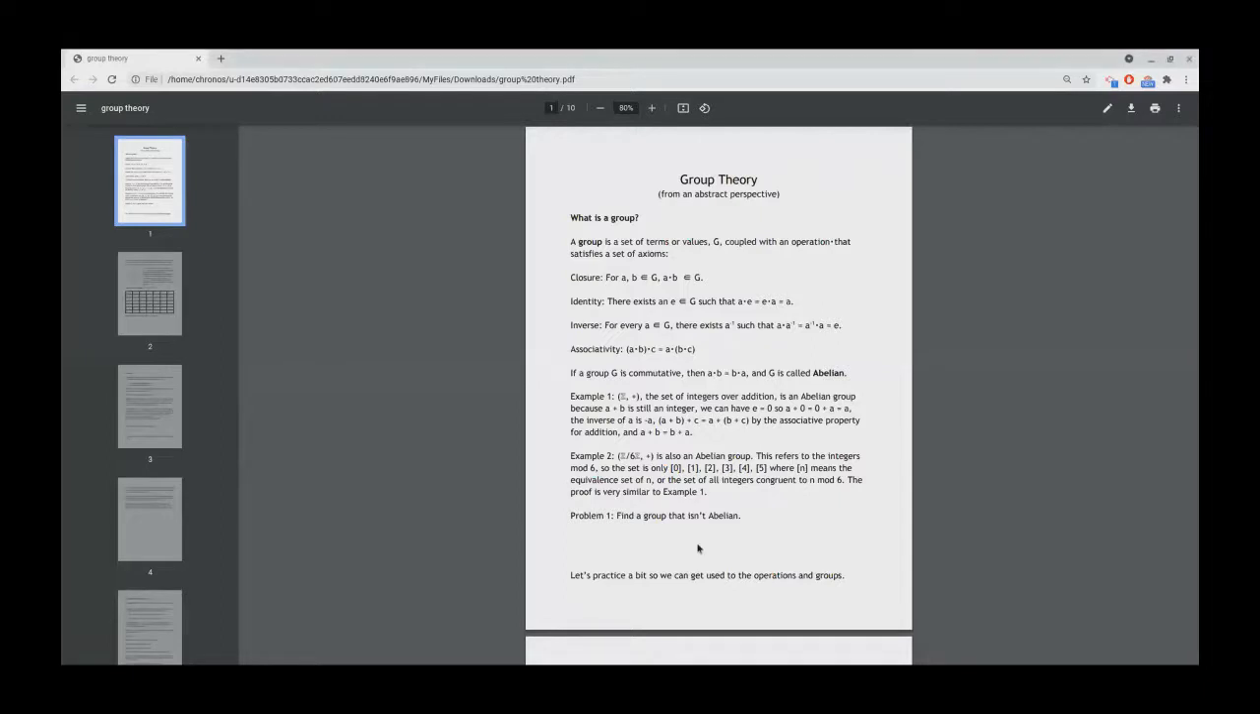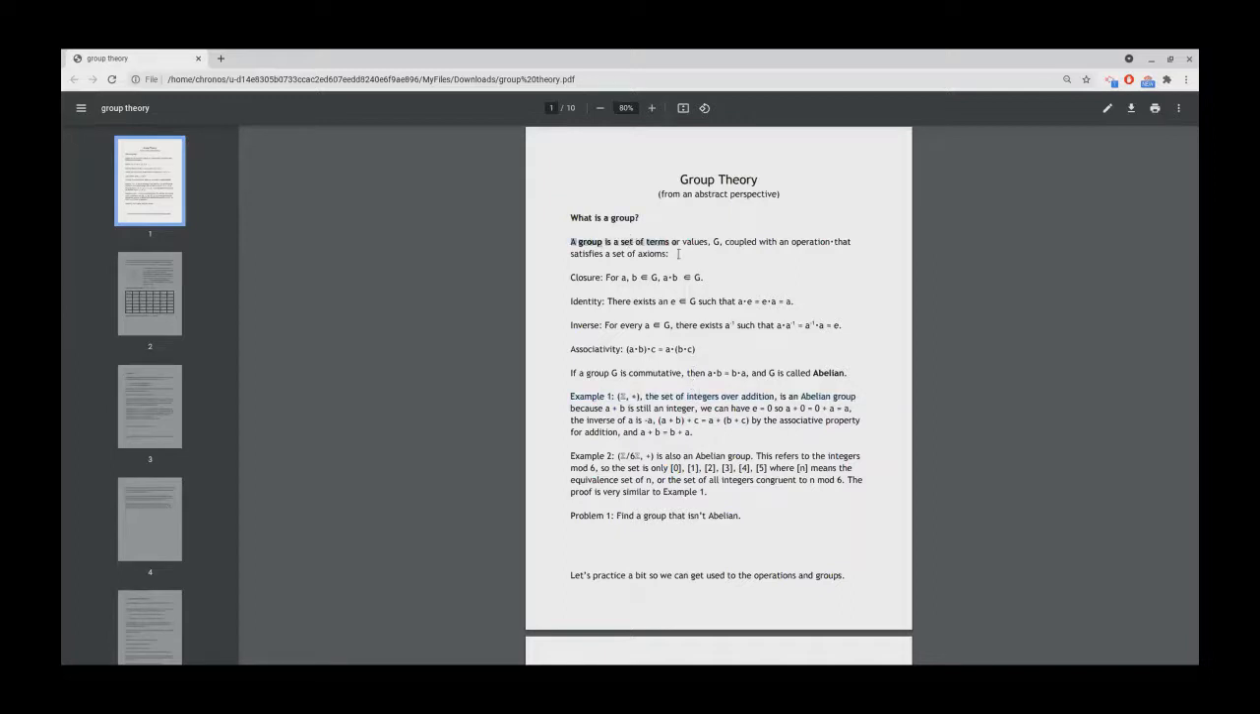So let's get started. This is group theory, except it's not the kind of perspective that Mr. Lee usually teaches. It's more abstract, more about the actual theory of it and less about its applications to things like Olympiads. So what is a group?